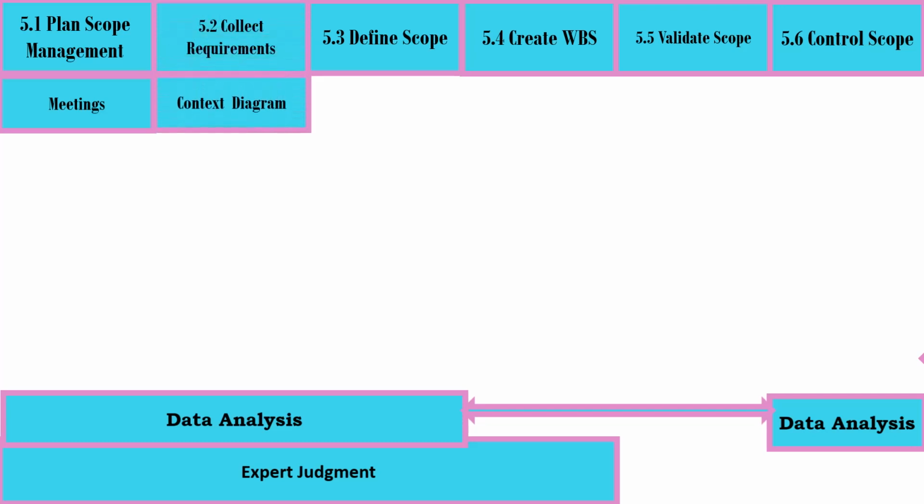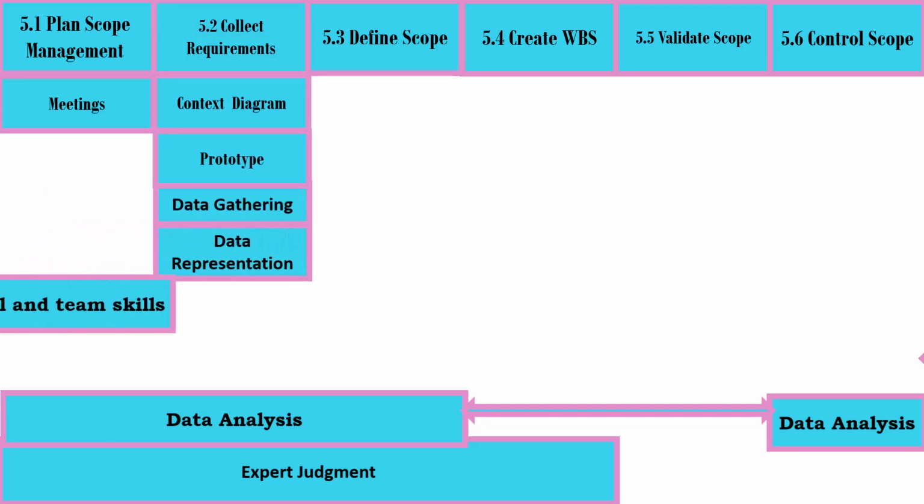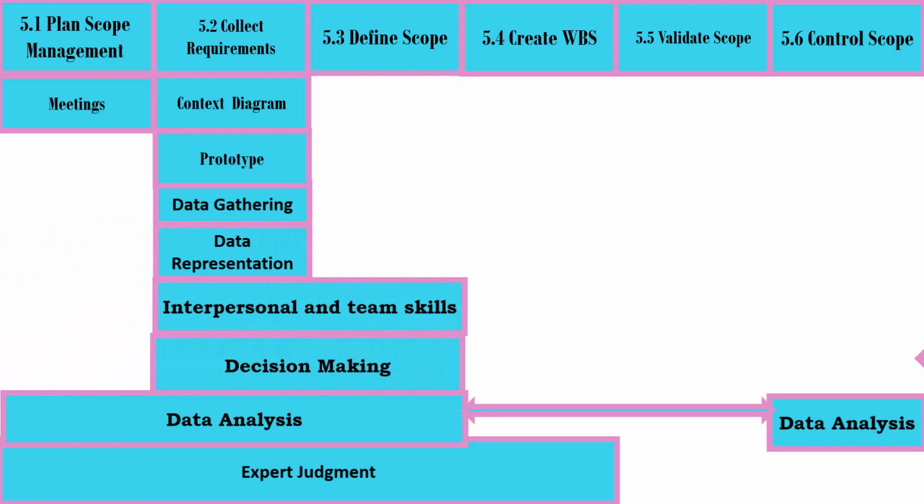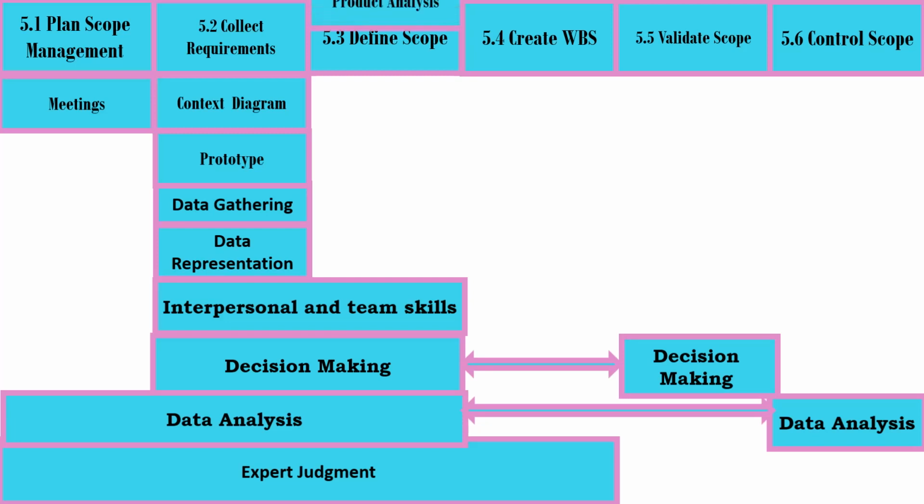Collect requirements has context diagram, prototype, data gathering, data representation, and both interpersonal and team skills and decision making, which are shared with defined scope. Decision making is also shared with validate scope. Data gathering, data representation, interpersonal and team skills, and decision making will be discussed in the next slide.